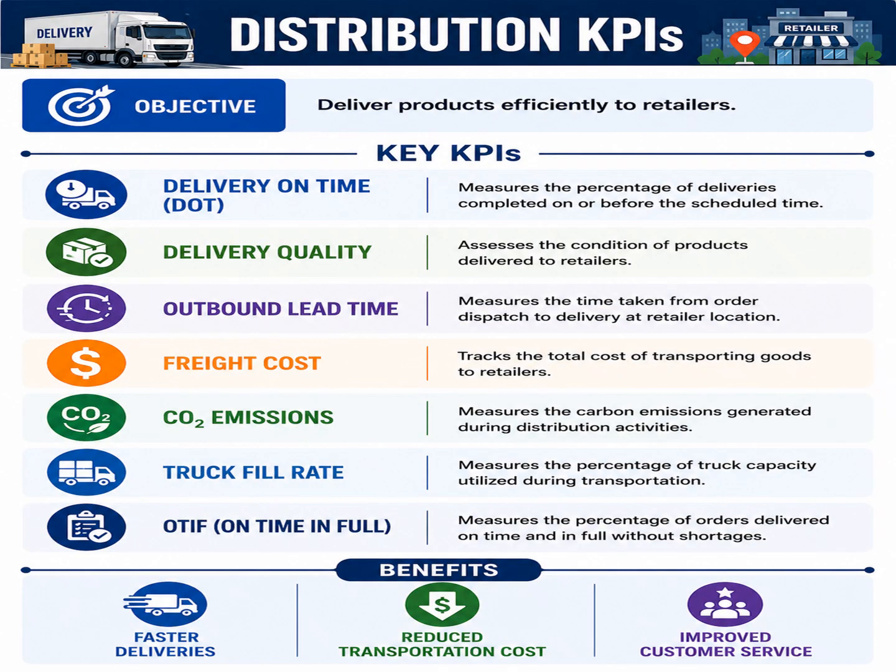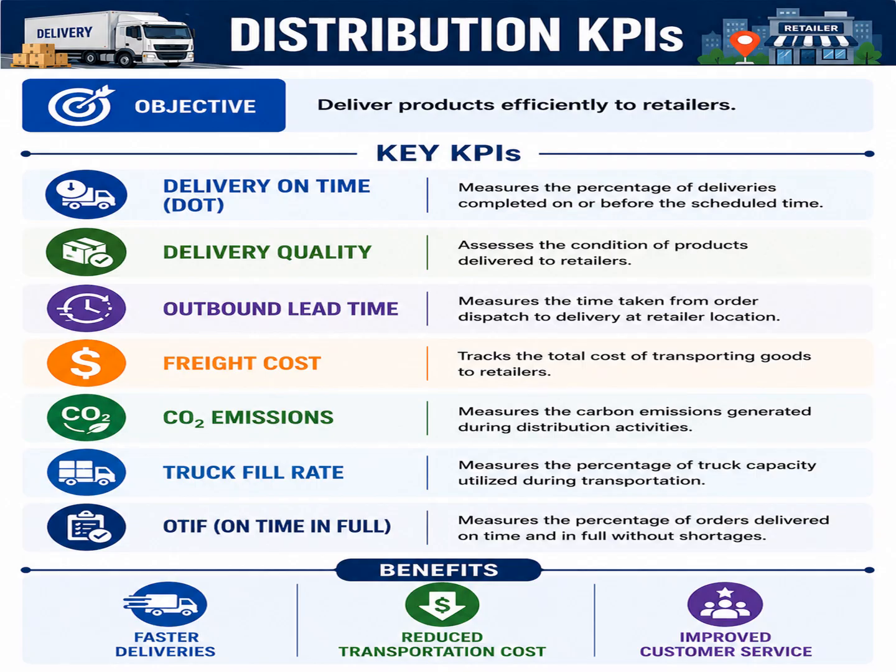The next stage in key performance mapping in a supply chain is distribution, and the objective of mapping the distribution KPIs is to deliver products to retailers efficiently, cost-effectively, and reliably while maintaining high customer service standards.